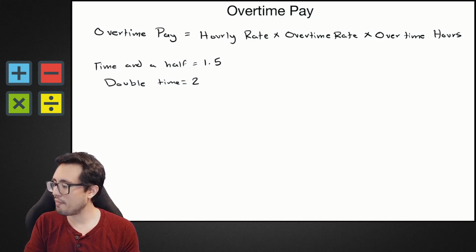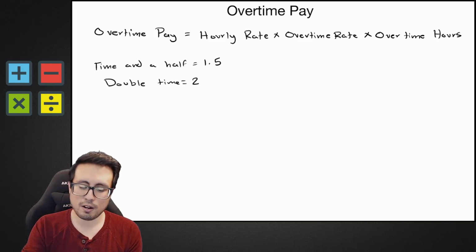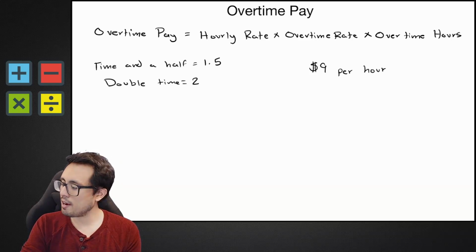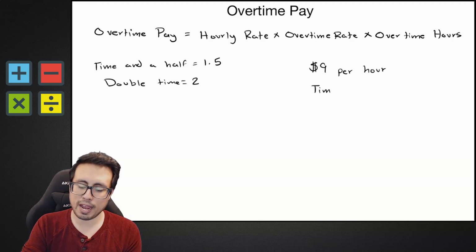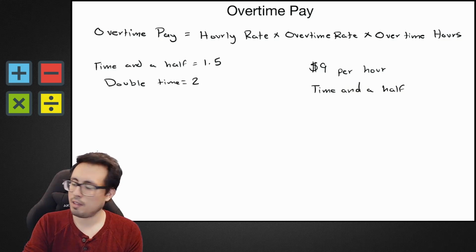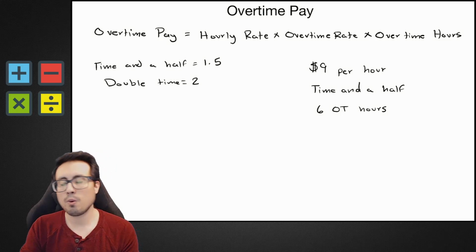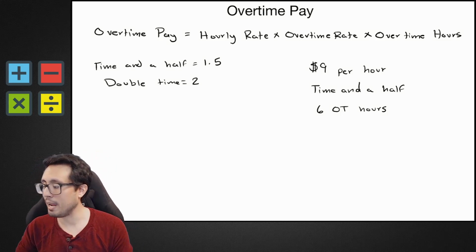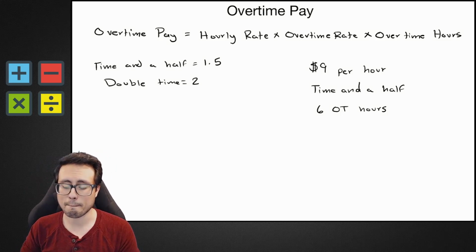Let's say that we have a job where we get $9 per hour. Okay, $9 per hour. And we get paid overtime at time and a half. And this week I put in 6 overtime hours. Okay? What we want to know is, what is our overtime pay?